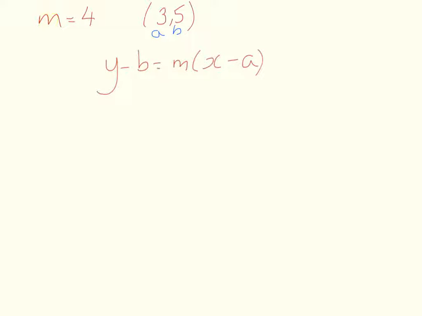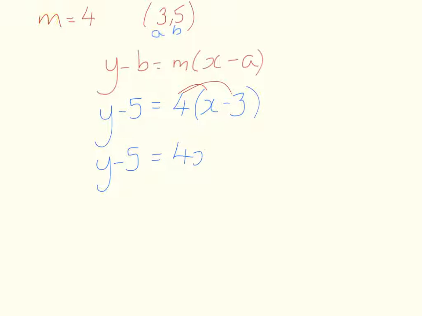What we're now going to do is substitute all this information into this formula here. So y minus b, so it's going to be y take away 5, because b is 5, equals 4, because our gradient is 4, x minus 3. That is us completed it in its most simple sense, but we still need to tidy it up. We need to make it look a bit neater. So we're going to multiply out this bracket. So we're going to have y minus 5 equals 4 times x is 4x. 4 times minus 3 is minus 12.